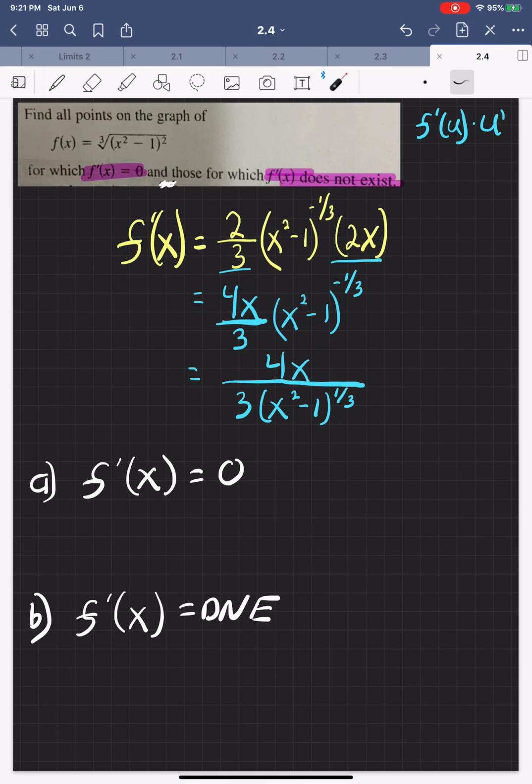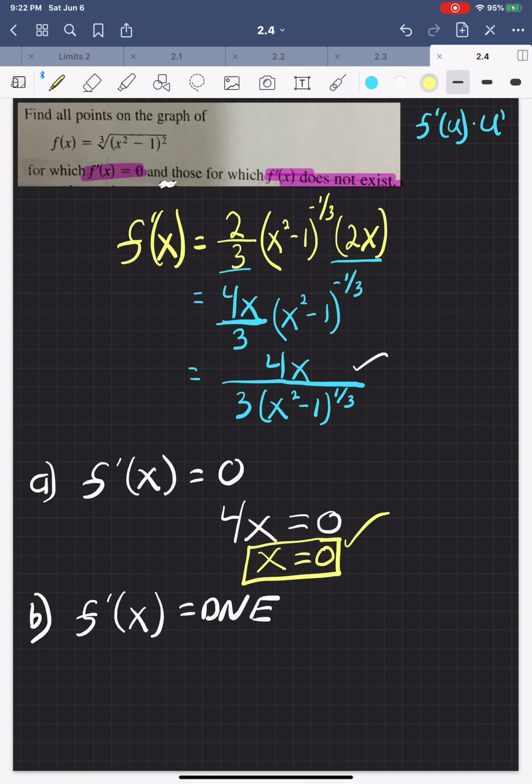So watch what I'm going to do here. When they ask me what would make the derivative equal 0, I'm only going to worry about the 4x, the numerator. How could I make 4x equal 0? There's only one x that would make 4x equal 0, and that's if x equals 0. Does that make sense? So when x equals 0, you have a slope of 0. We'll come back to that point in just a second.